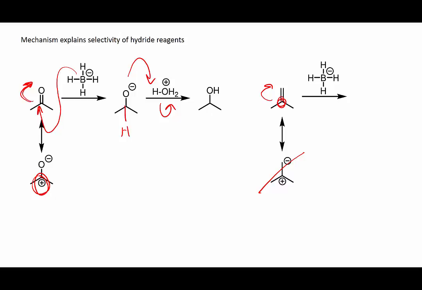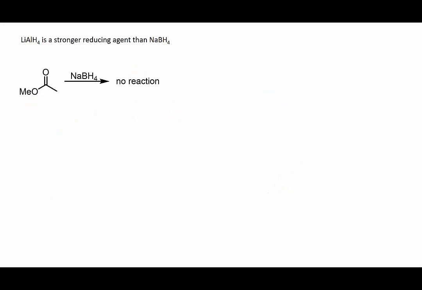with a hydride reagent. It's also important to note that lithium aluminum hydride is a stronger reducing agent than sodium borohydride. As an example, if we take this ester, where we replace the ketone with this extra methoxy group, there's no reaction with sodium borohydride. But if we use excess lithium aluminum hydride, we actually get a reaction where we lose the methoxide group and we reduce the carbonyl here.